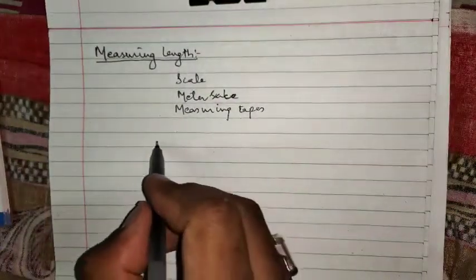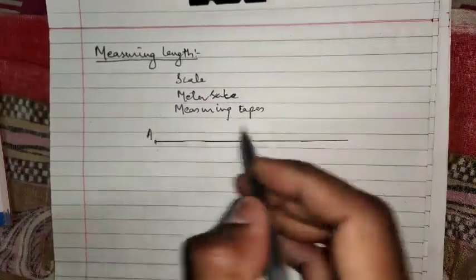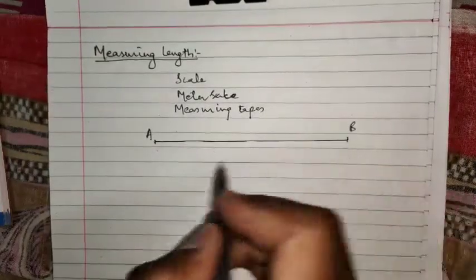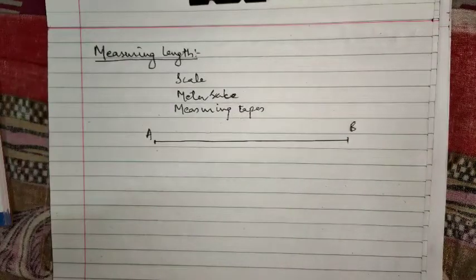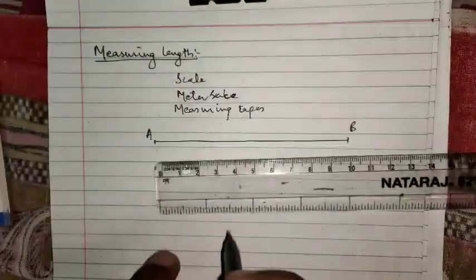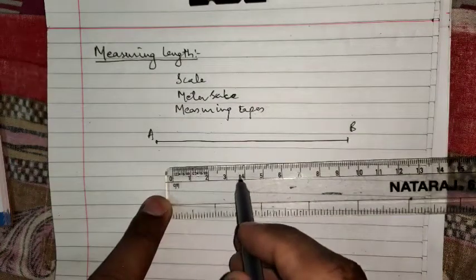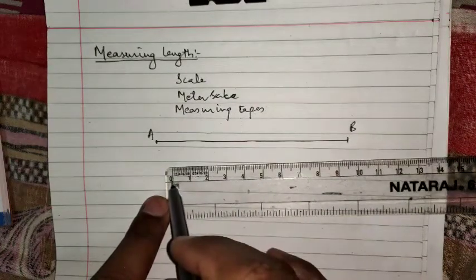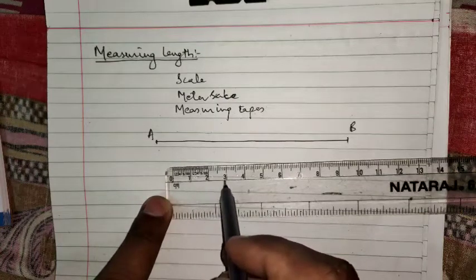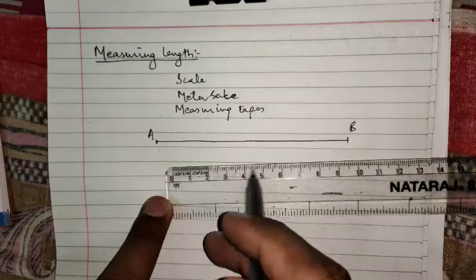If we want to measure the length of this line, suppose this line is AB, how will we measure it? Definitely we will use a measuring instrument, that means a scale. In the scale you can see so many small divisions. The big divisions like 0, 1, 2, 3 are in centimeter, and the small divisions are in millimeter.